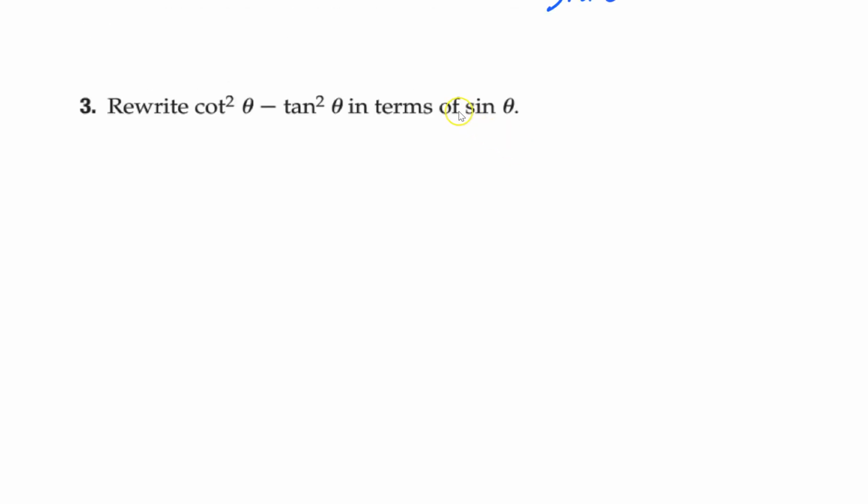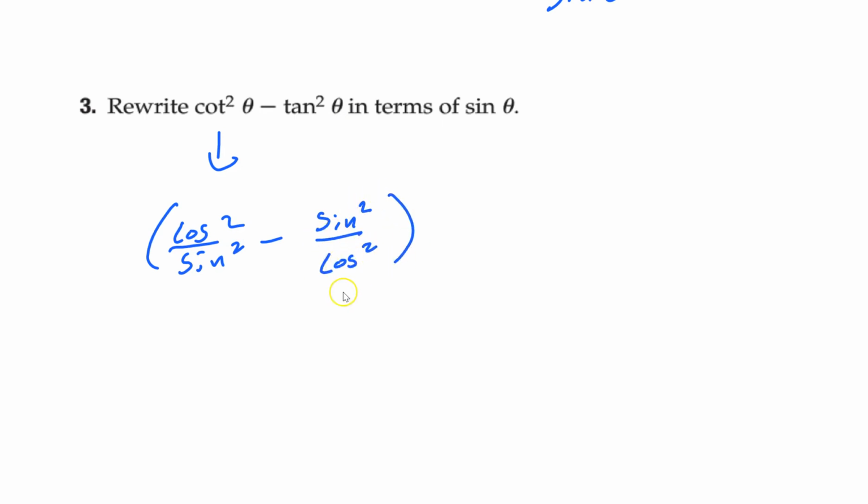Listen, look at the next one. Rewrite in terms of sine. So let's change cotan to cosine over sine. And tan to sine over cosine. So I get that. Now here's the thing. I want to change the sign. A lot of people try to cancel these out like that. You cannot do it. It's a subtraction sign, not a multiplication sign. So these do not cancel that way.